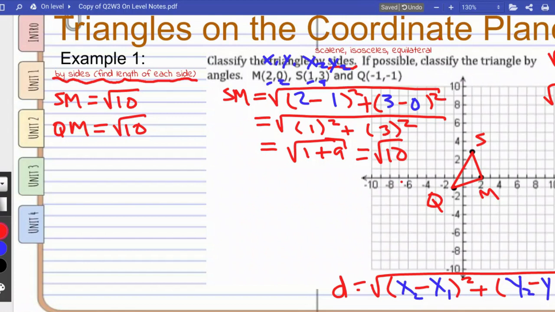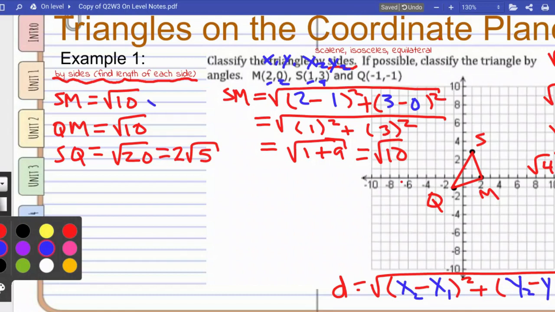And when I try to find S to Q, I end up with the square root of 20. Well, we just so happen can take the square root of 20. We know that's the square root of 4 times the square root of 5. And the square root of 4 is 2. So the square root of 20 is actually 2 square roots of 5.